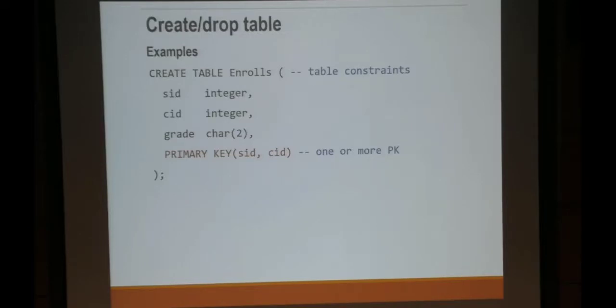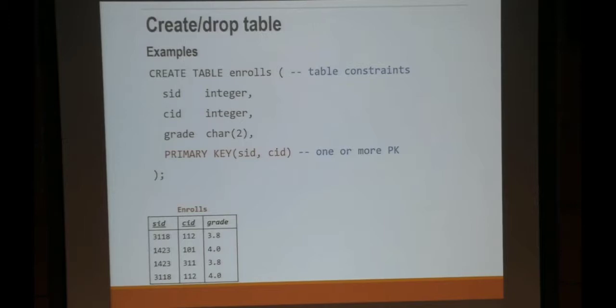Okay? And if you look at this table, there are two rows that violate this constraint. If you look at this, it's the same SID and CID. The pair are the same. You have a pair of 3118 and 112. So those two violate the primary key constraint.